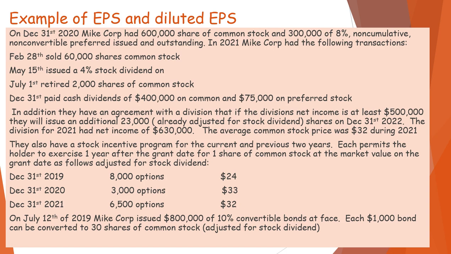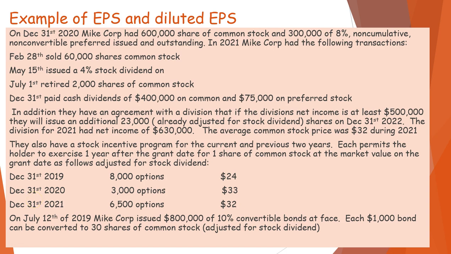In addition, they have an agreement with the division that if the division's net income is at least $500,000, they will issue an additional 23,000 shares, already adjusted for stock dividend. On December 31st of 2022, the division for 2021 had net income of $630,000, which means they've exceeded their goal.